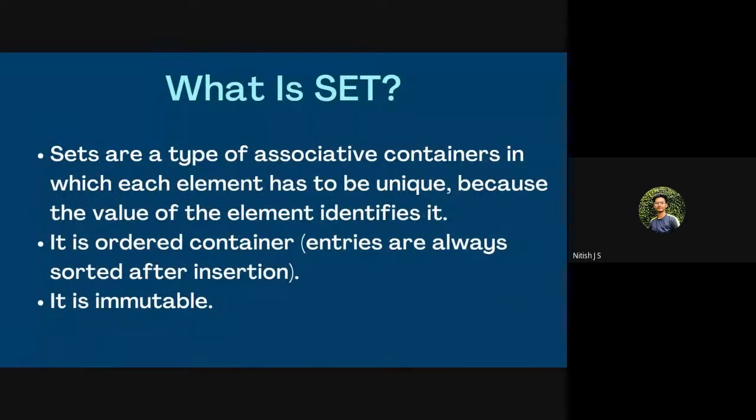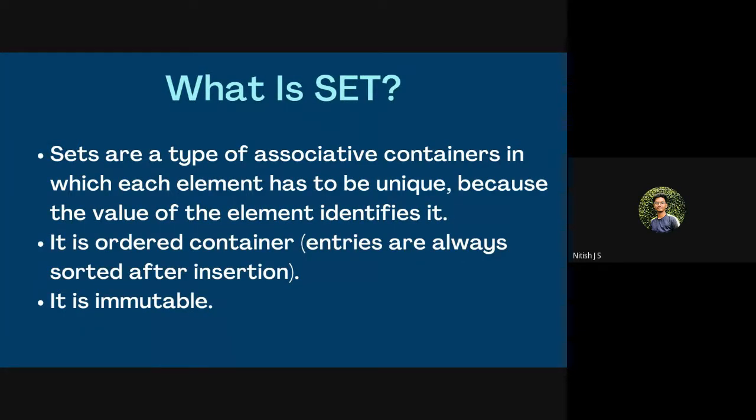Now we look into what is set. So basically set is an associative container in which every element will be unique, because we need to have a unique key so that we can identify the value, and in set both the key and value are the same. Also, it is an ordered container. But what do we mean by ordered container? It will always be sorted after every insertion and deletion operation, and it is immutable. So the value of an element cannot be modified once it is added to the set, though it is possible to remove and add the modified value.